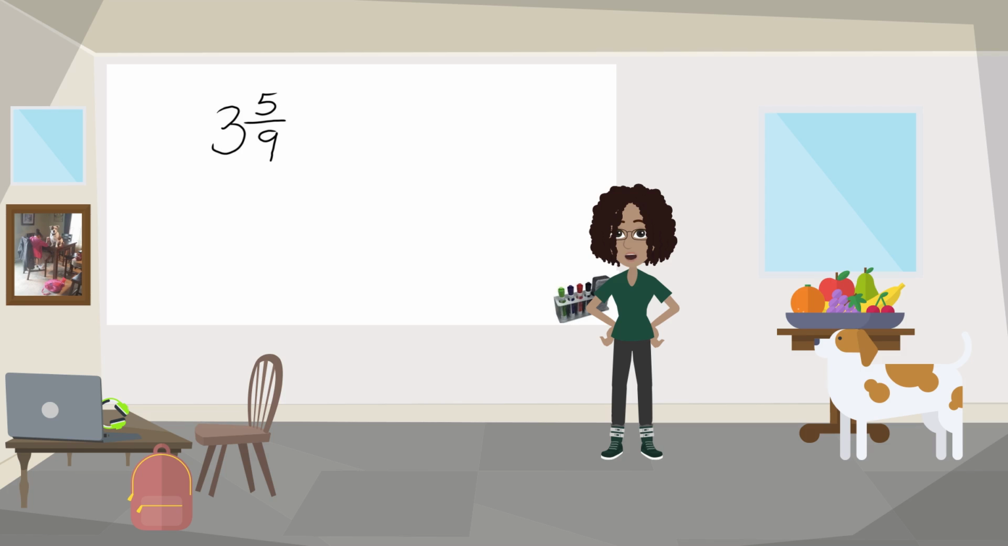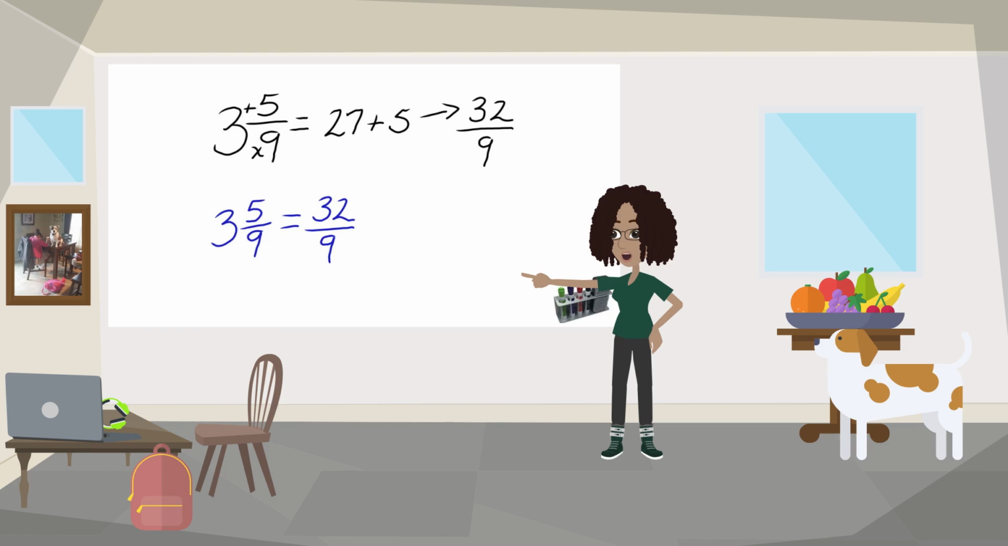Let's convert 3 5/9 to an improper fraction. First, multiply 9 by 3, then add 5. This calculation will give you your numerator for your equivalent fraction. Remember, the denominator is the same for your equivalent fraction. 3 5/9 is equal to 32/9.